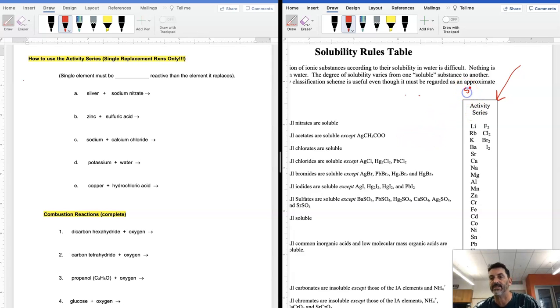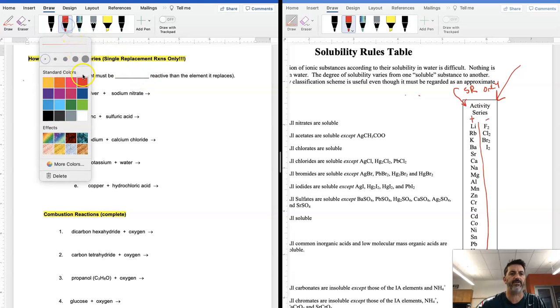So everybody in class, I said, hey, let's write down single replacement only, just to remind ourselves that this activity series we're only going to use for single replacement reactions. And then I hand wrote in plus, minus. That's just to show you that these are two separate columns. So there's a positive column, there's a negative column. All right, so let's show you how to use this.